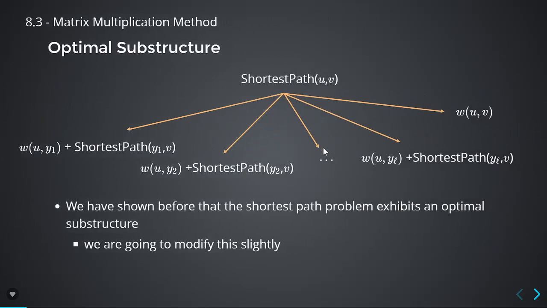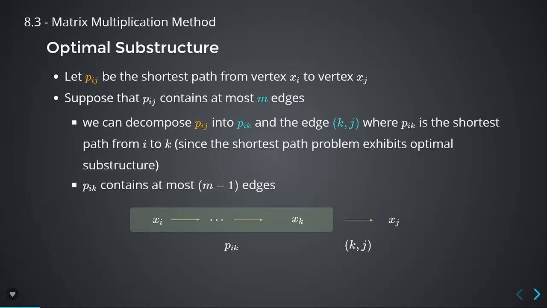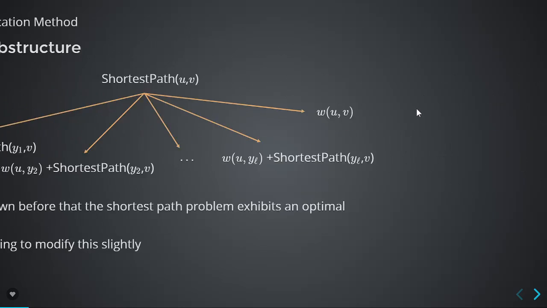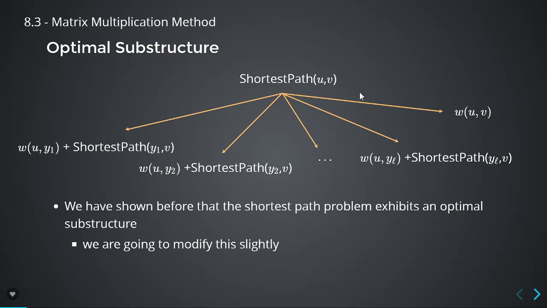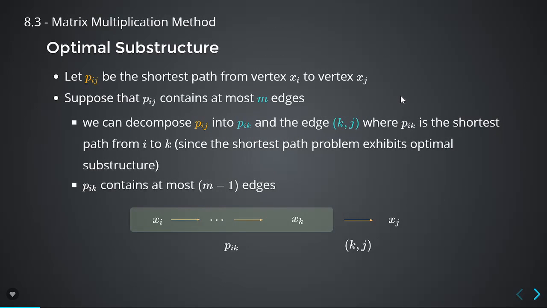So in the case of matrix multiplication, this is the main idea. If I have Pij as the shortest path from vertex xi to xj, then I can decompose that shortest path into Pik, which is the shortest path from xi to xk for some vertex xk, and the weight of the edge kj. Now, at first, this may look like a normal decomposition. In fact, isn't that what we did here anyway? Well, the catch is, we're going to say that Pij contains at most m edges.